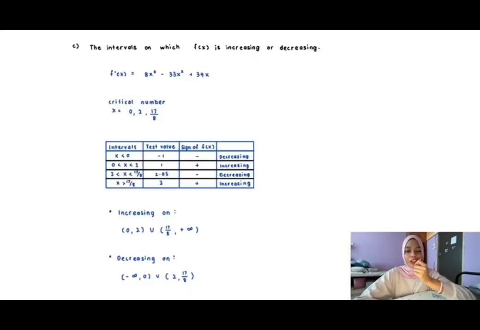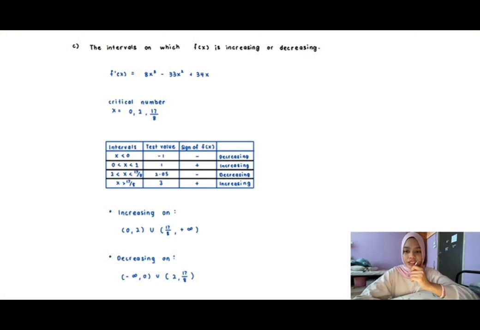Looking at part C, we need to find the intervals where the function is increasing or decreasing. To do this, we use the critical numbers from the previous steps, 0, 2, and 17/8, to set up 4 test intervals on the x-axis. By testing a value in each interval using the first derivative, we determine the behavior of the graph.